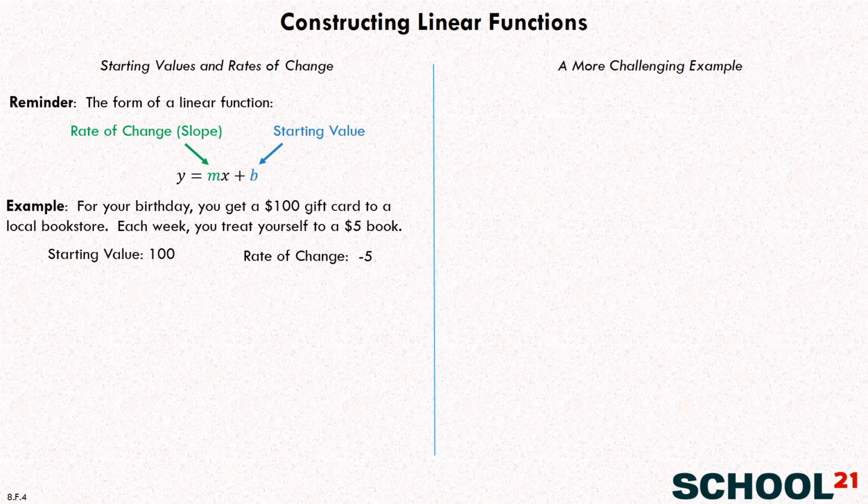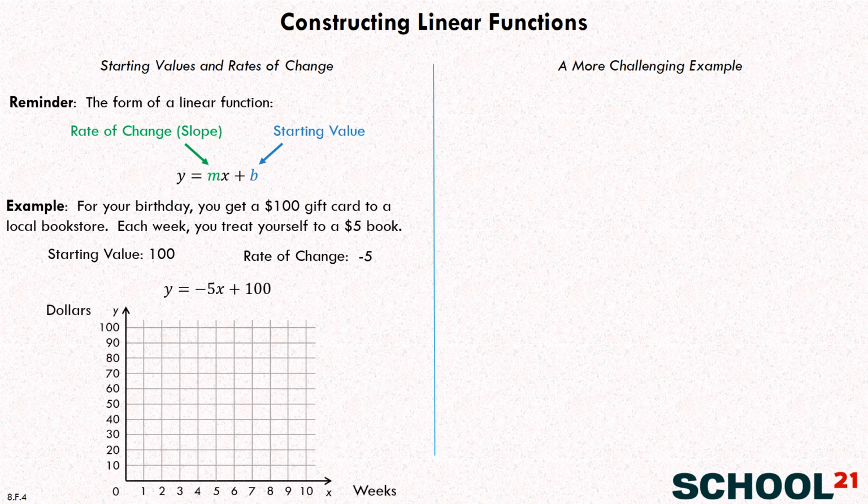So now we can take that starting value and rate of change and put them into our standard linear function form. So we can say y equals negative 5x plus 100. And when we graph this, we can see that we start with that starting value as the weeks go by here on the bottom. At 0 weeks, you start with $100 on your gift card. So the y amount is the number of dollars on the gift card, and the x amount is the number of weeks that have gone by.